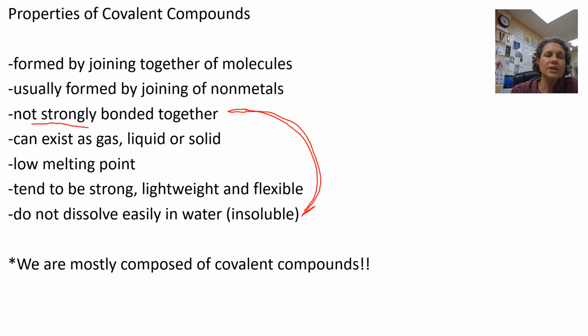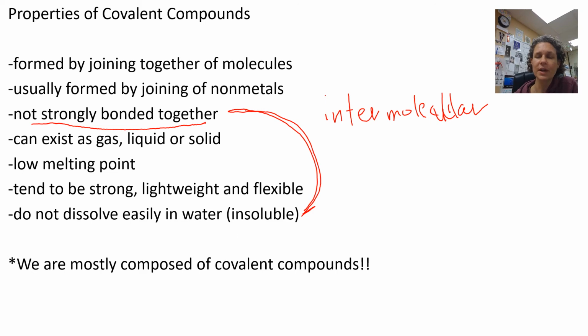When I say not strongly bonded together, that's basically the intermolecular force. So as a compound, they don't hold themselves together super well. But as a molecule, they do not dissolve very easily in water. And that's really good for us because we are mostly composed of covalent compounds. We wouldn't want our cells to dissolve really easily in water, because that would defeat the purpose of being alive, essentially, because we wouldn't be. And so they're random as far as reactions and such.